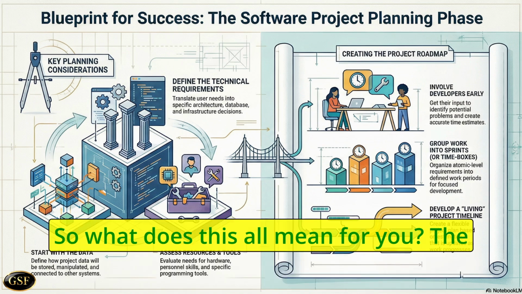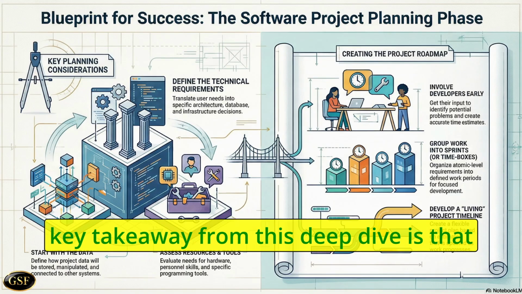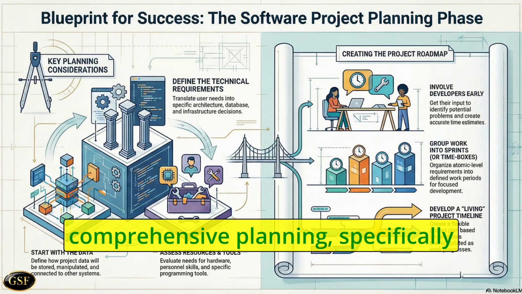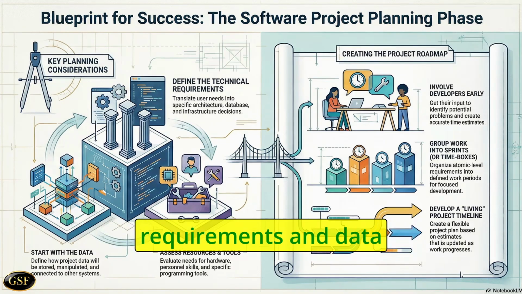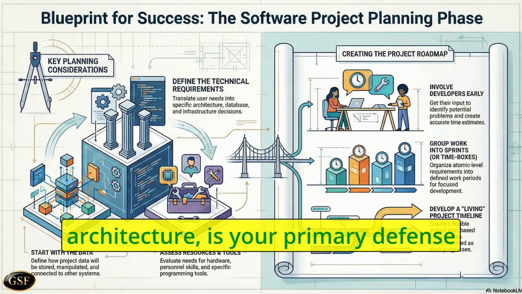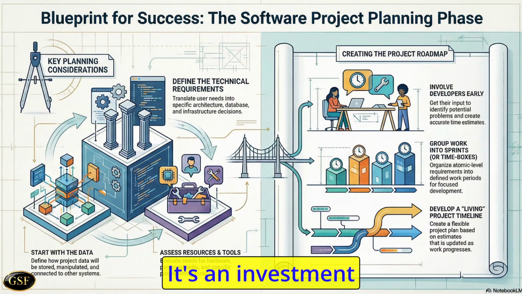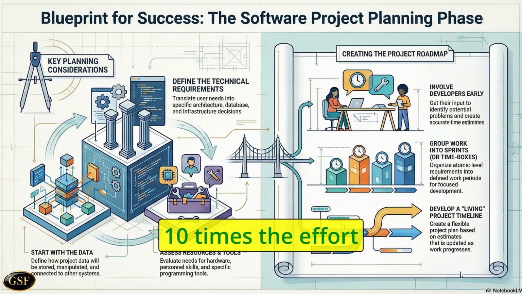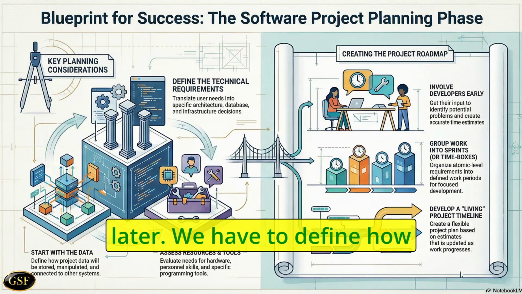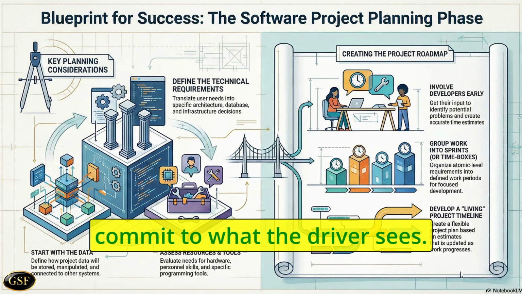So, what does this all mean for you? The key takeaway from this deep dive is that comprehensive planning, specifically focusing on defining technical requirements and data architecture, is your primary defense against that catastrophic redesign. It's an investment. It is. It's the investment that saves you 10 times the effort later. We have to define how the engine works before we commit to what the driver sees.